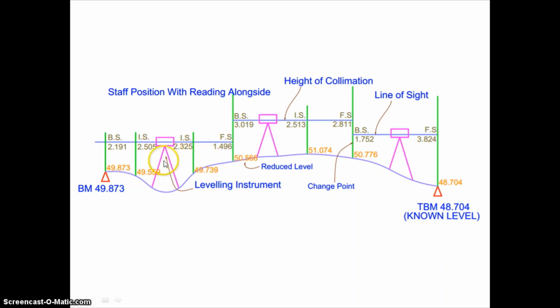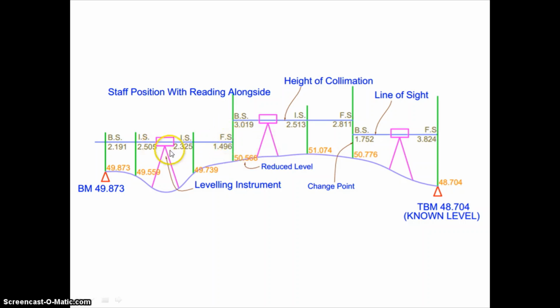So before shifting this instrument from this particular position to this particular position, I will take this staff reading, and this staff reading I will call a foresight. Some value is there, and then I will shift my instrument from this position to this position, and I will again bisect the same staff.